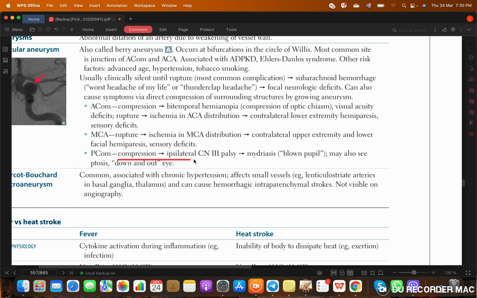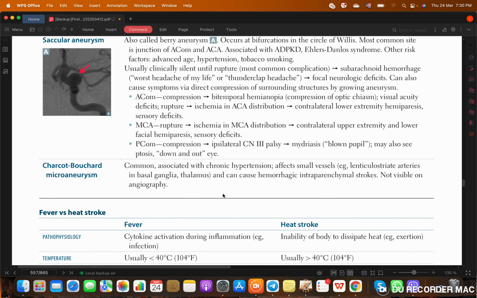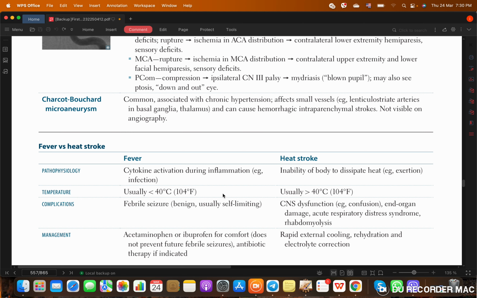Posterior communicating artery compression will lead to an ipsilateral cranial nerve 3 palsy, which is going to lead basically to mydriasis, which is a blown up pupil, a big pupil looking at you. Why? Because the parasympathetic action is not going through. It may also be seen with ptosis, the down and out eye type of thing.